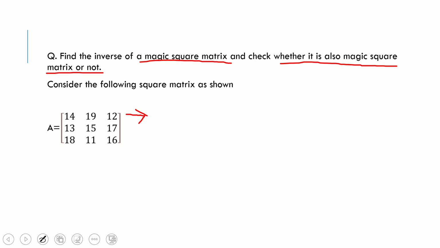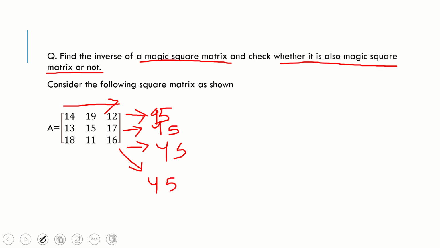You may know already about the rules of the magic square, but I am specifying them again so we can discuss the topic after that. Now if you add these three elements row-wise, you will get 45. Again if you add the second row, you will get 45. From the third row also you will get 45. From the corner you add, you will get 45.